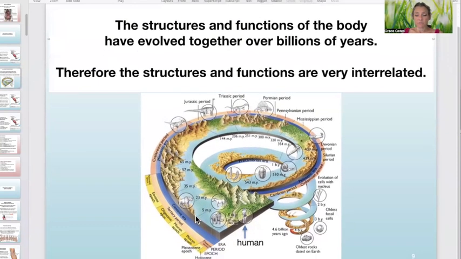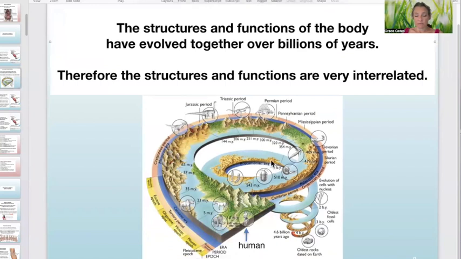And here's a nice picture showing how a long time ago life began. You can follow the spiral up, up, up. And finally, we get to this little human here. Of course, that would be us.